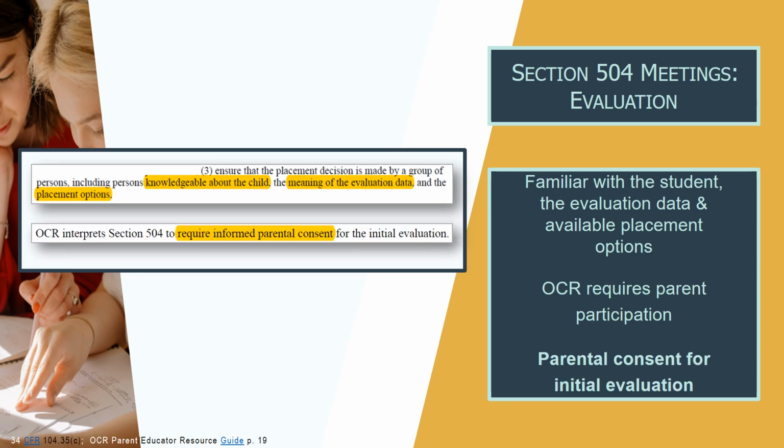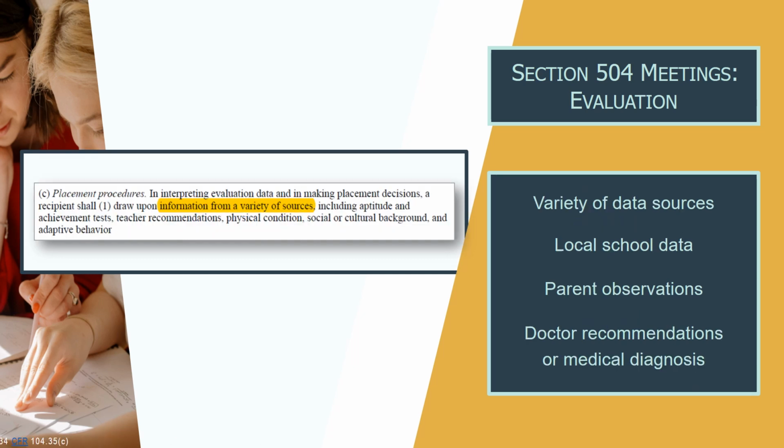The Section 504 statute is silent on the issue of parental consent, but the Office for Civil Rights and courts have consistently required informed parental consent for the initial evaluation. Typically, this evaluation consent is made in writing. For an evaluation after the initial evaluation, parental consent is not required by the Office for Civil Rights.